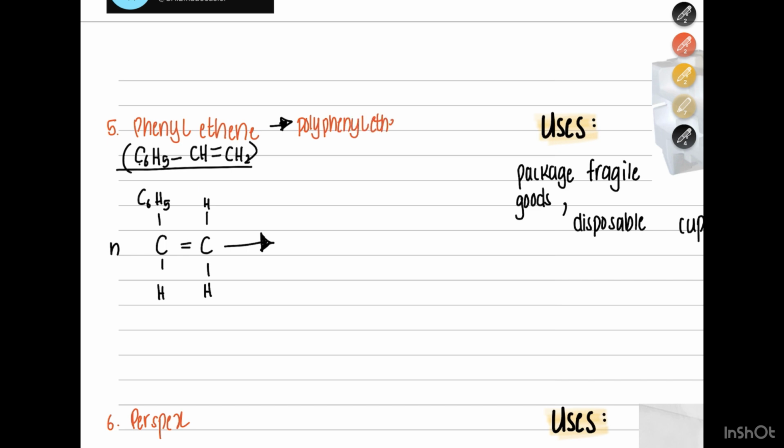Polyphenylethene. What's the common name of polyphenylethene? It's called polystyrene.